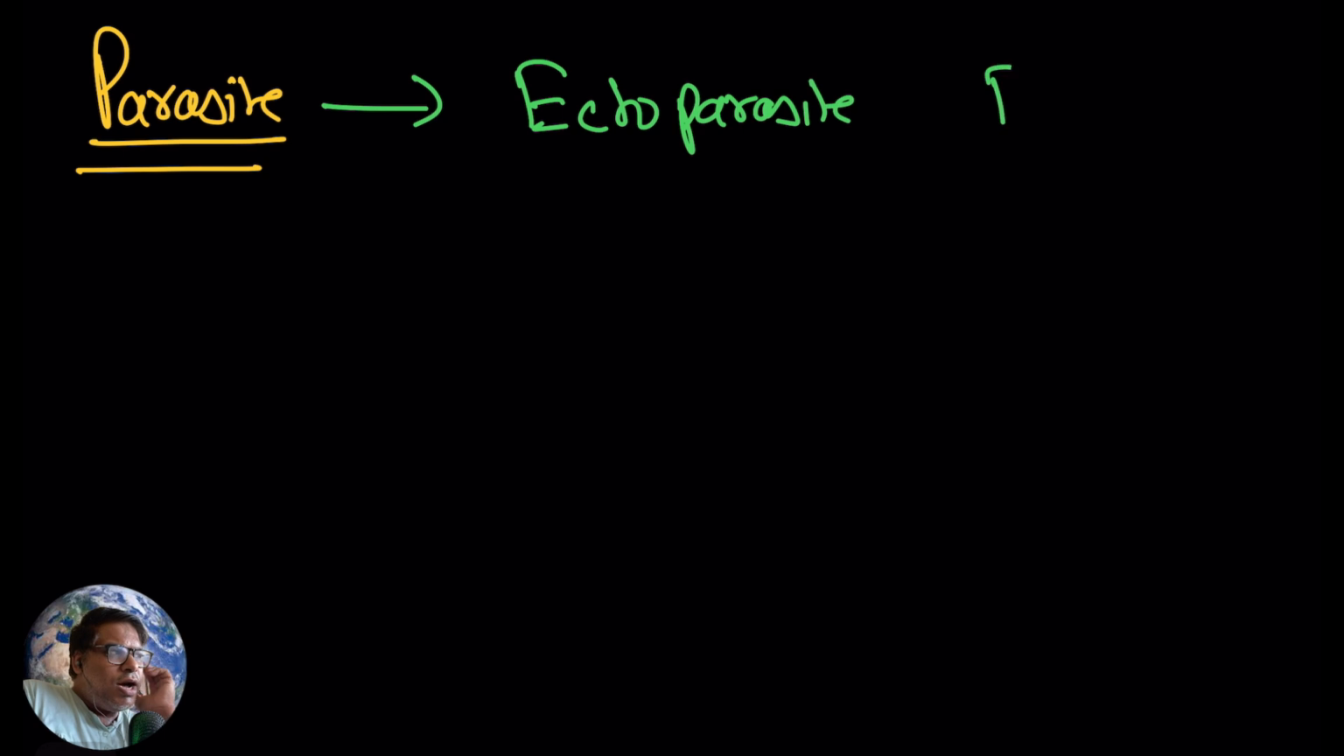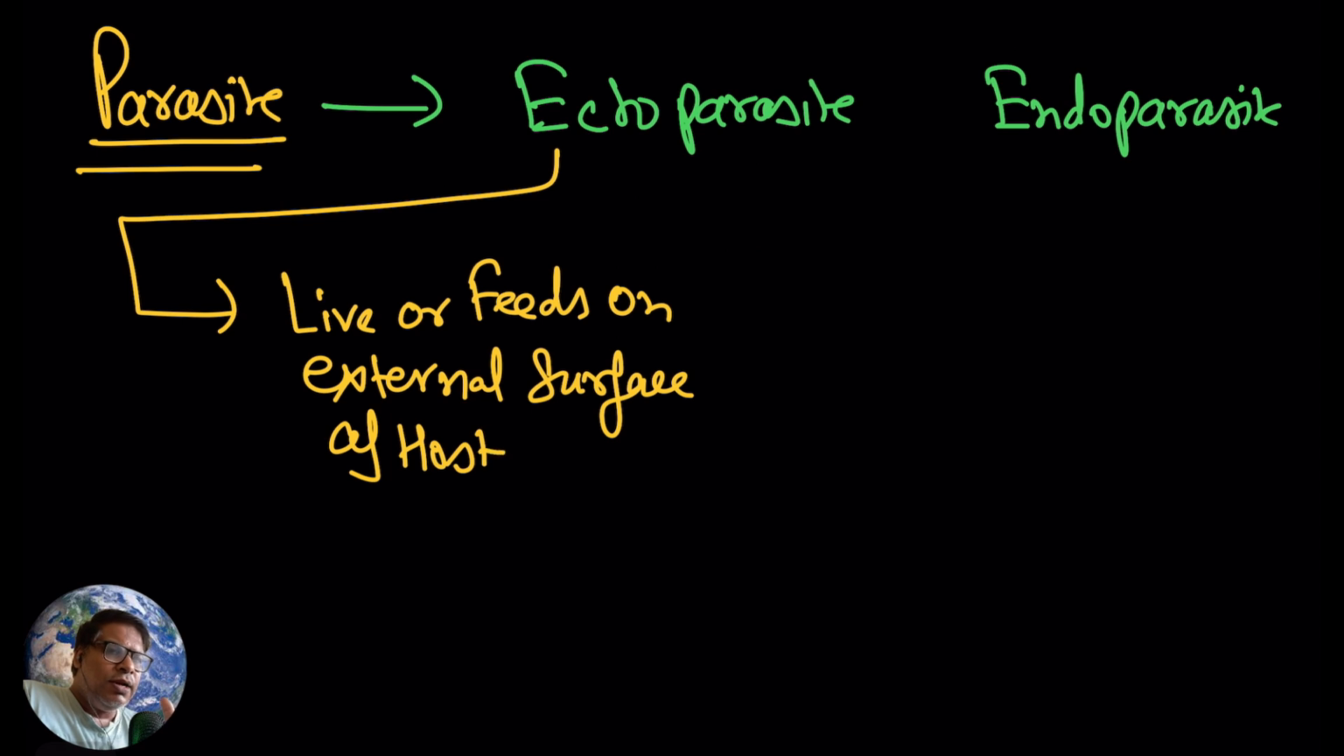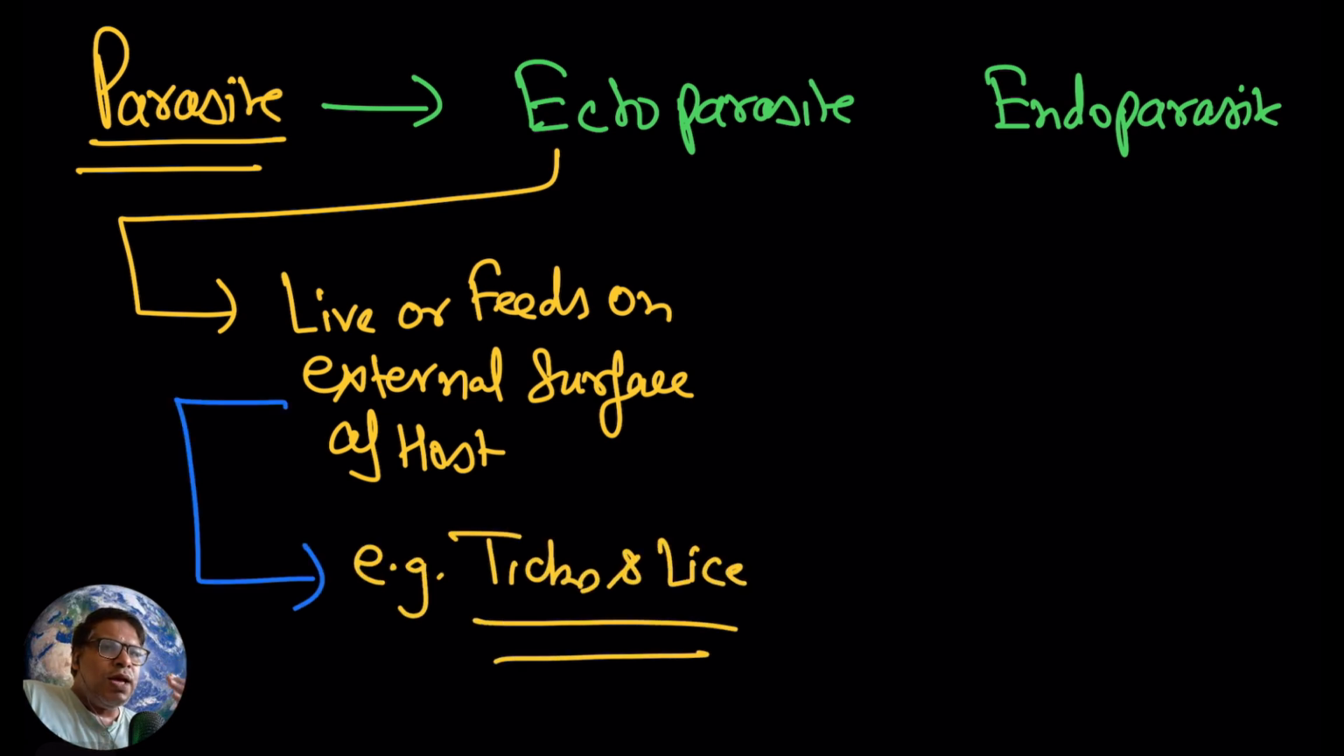So here I just want to tell you, the parasites can be classified in two categories. One is ectoparasite, another is endoparasite. So if you see the ectoparasite, remember they live or feed on external surface of the host. Okay, so they are found on the outer body parts. They are going to be present on the external body surface. So such type of parasites are known as ectoparasites.